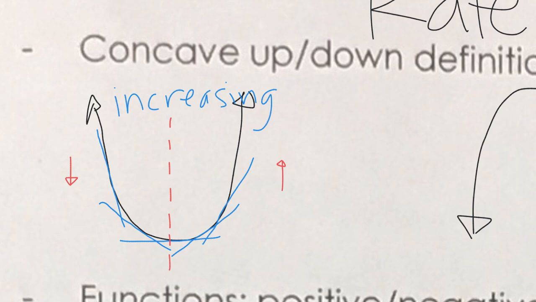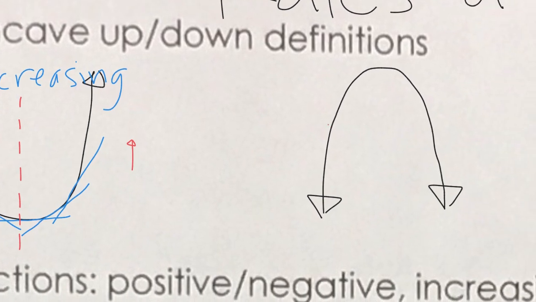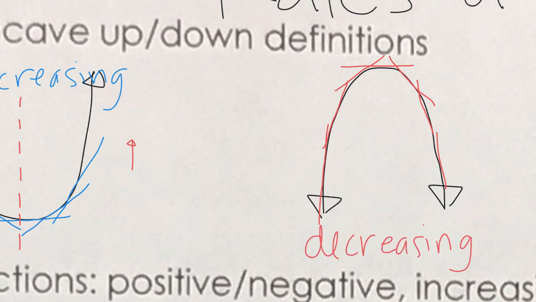Okay, for your concave down graph, here we have a very steep positive and then a less steep positive, and our slopes are getting smaller and smaller. They're getting more and more less positive until we get to 0, and then the slopes are becoming more and more negative. So in this case, our rates of change are decreasing.